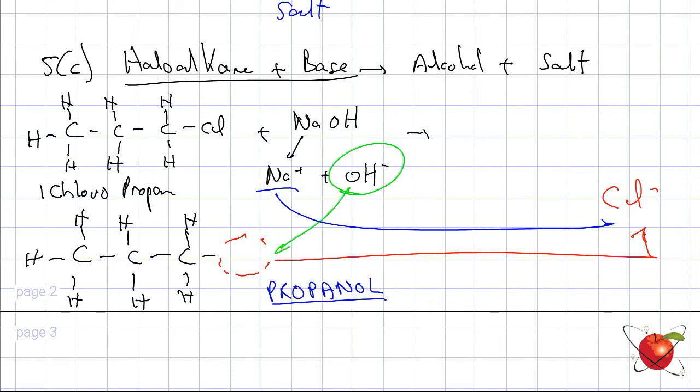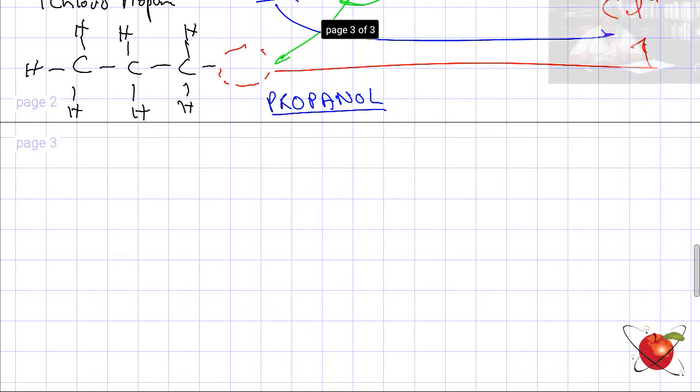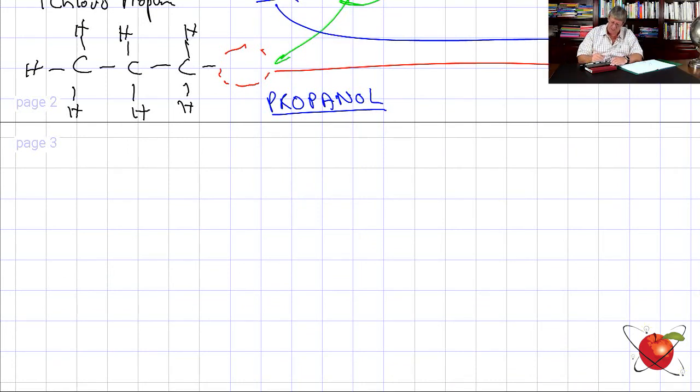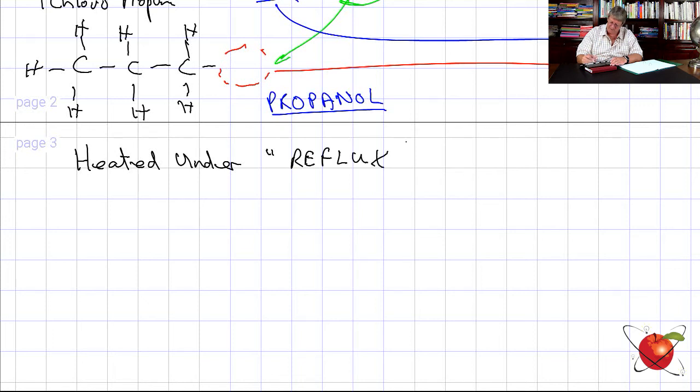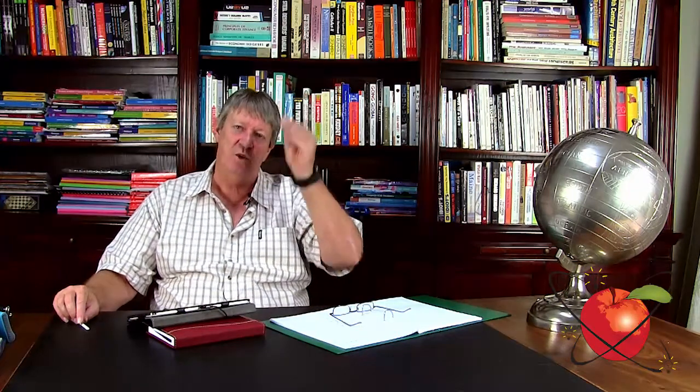This portion here, and just generally, wherever we see the following: heated under reflux. What does this mean? It means it's heated with a condenser vertically above it. What is a condenser? Well, what is condensation? Condensation is when something changes from a gas to a liquid.